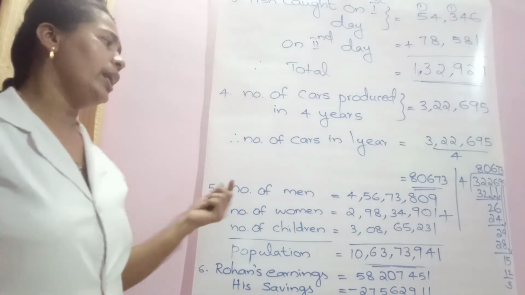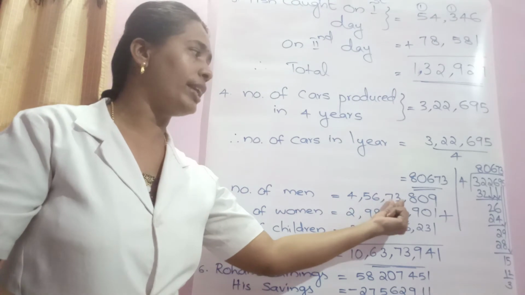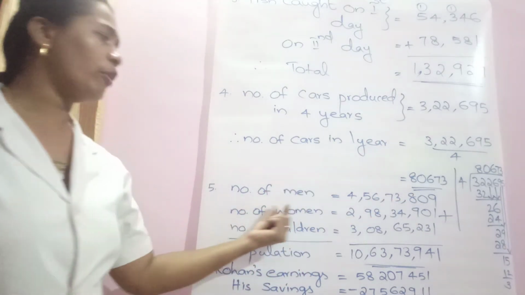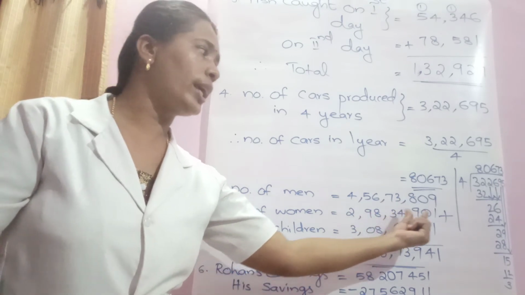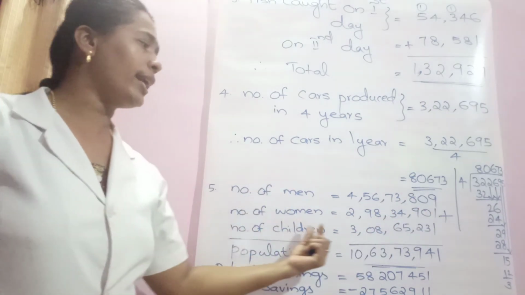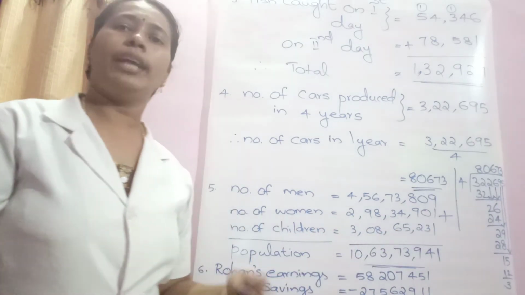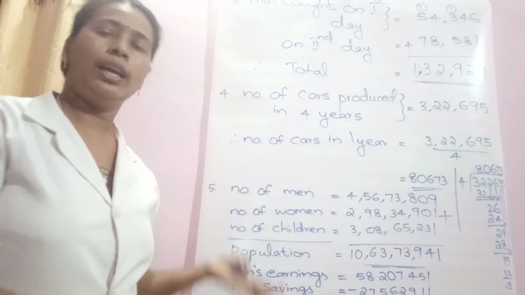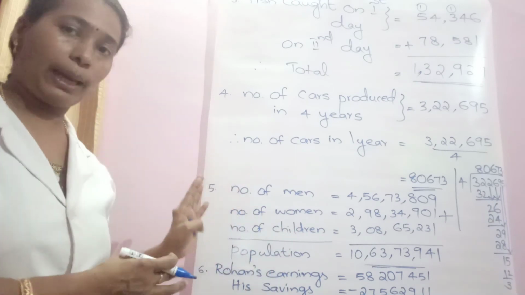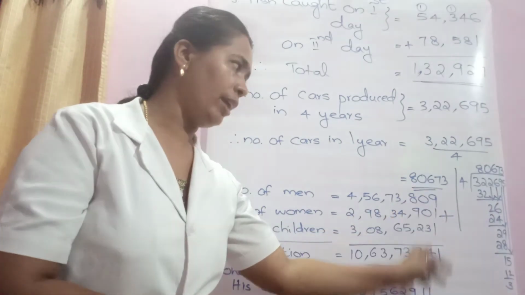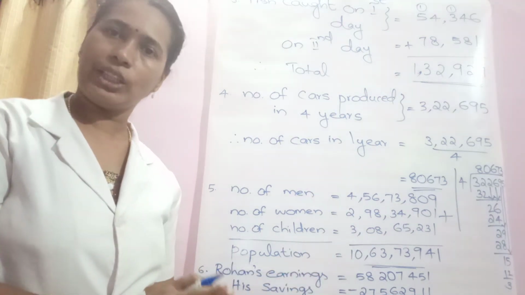Question number 5. The number of men is given as 4,56,73,809. The number of women equals 2,98,34,901. The number of children equals 3,08,65,231. We have to find out the total population. How to find the total population? By adding the 3. Just add the numbers. Okay. Big numbers only. Just add one by one. Column-wise when you add, you will get the correct answer. Just addition you need to do.